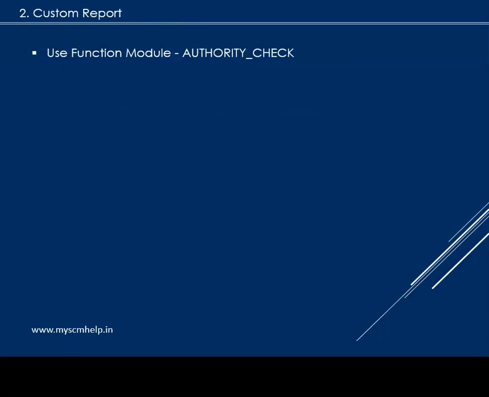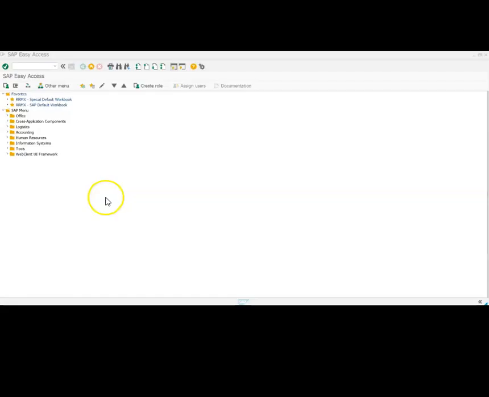So when it comes to a custom report, in the beginning of the report, based on the selection parameters that we give, we need to do the authority check. The function module that we will be using is AUTHORITY_CHECK. Either we can use the standard function module, or we can copy this function module, create our own, and utilize it as expected. Now we will get into the SAP system and see how the authority check is being used in the custom report.